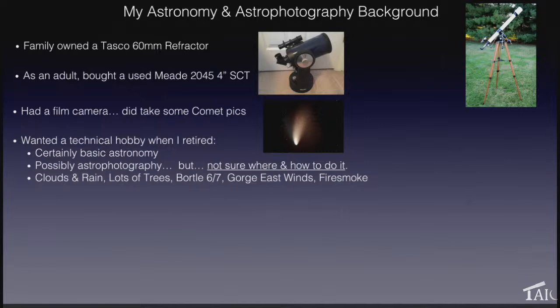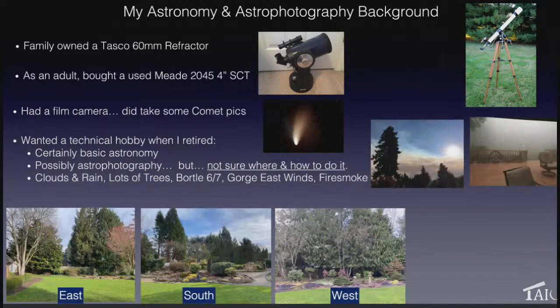I thought about astrophotography, but the problem is I wasn't sure where and how to do it. I'm in the Pacific Northwest. I have lots of clouds and rain. My yard is full of trees, so there are trees to the east, trees to the south, trees to the west. I can see up in the sky, but it's so blocked. There's no place to put up anything permanent, certainly. And in addition to the clouds and rain, we get a lot of fire smoke in the fall when it's normally dry and clear out. On the right there, you see a picture of what it can look like.